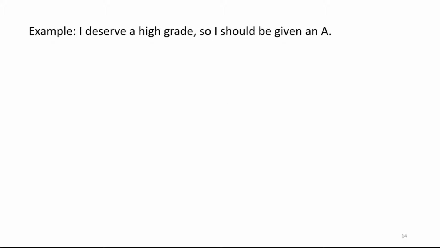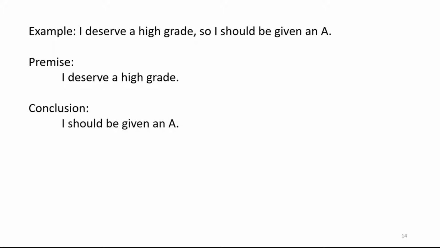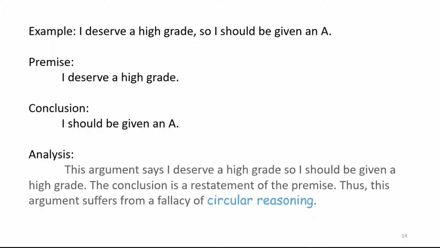Example: I deserve a high grade, so I should be given an A. The premise is I deserve a high grade. The conclusion: I should be given an A. The analysis of this argument: this argument says I deserve a high grade, so I should be given a high grade. The conclusion is a restatement of the premise. Thus, this argument suffers from a fallacy of circular reasoning.